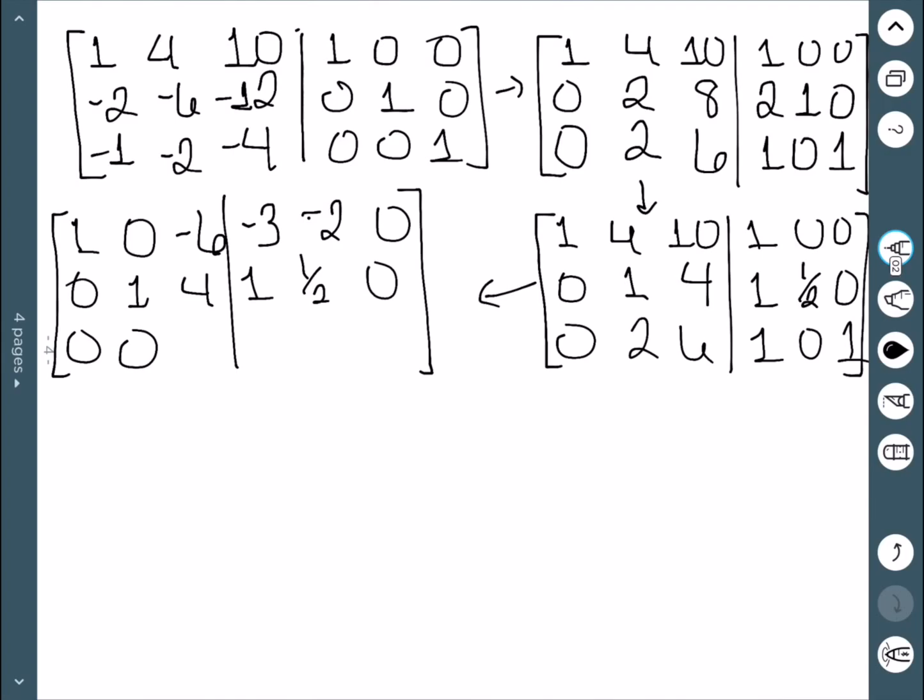To get the 0 below, I need to multiply by negative 2. Negative 2 plus 2 is 0. Negative 8 plus 6 is negative 2. Negative 2 plus 1 is negative 1. And then we have negative 1 plus 0 and 0 plus 1.